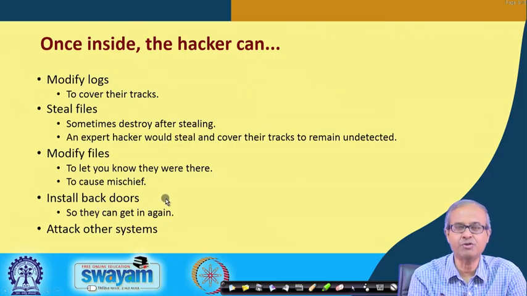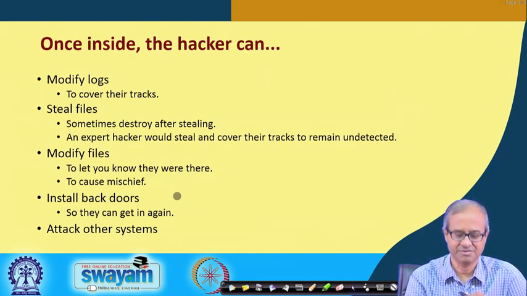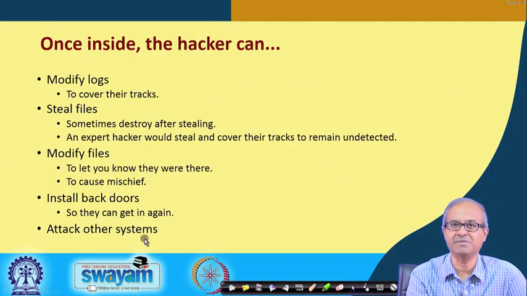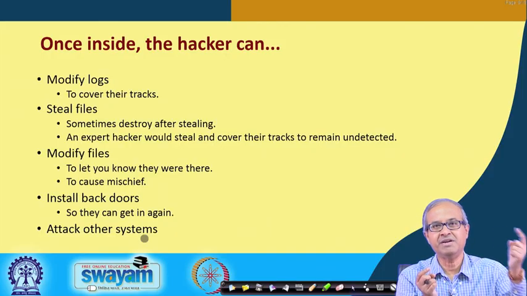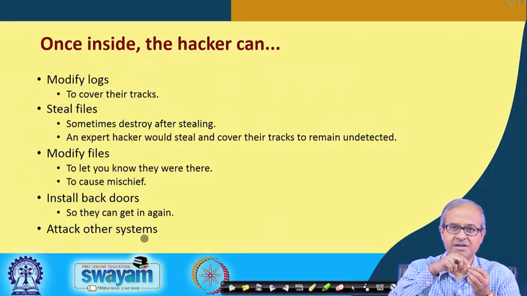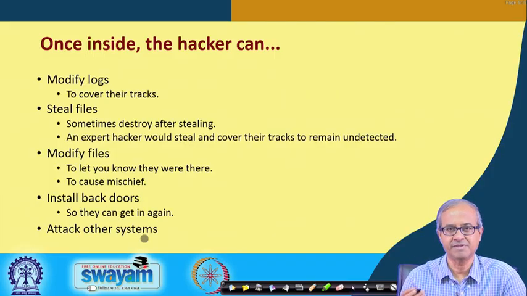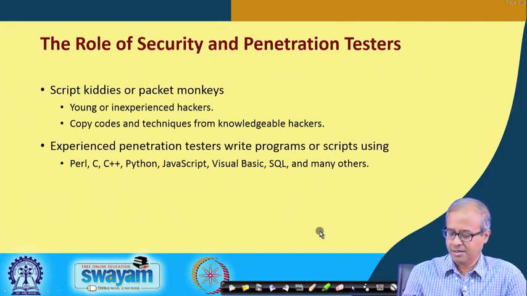Well, installing backdoors is more dangerous. You will not understand what has happened, but someone has opened a backdoor through which anyone can enter into a system whenever they want. And from your system, some other systems can be attacked. Suppose in a network there are 100 computers, and someone gains entry into one of them. From there, the other 99 computers can be attacked if they want to, right.